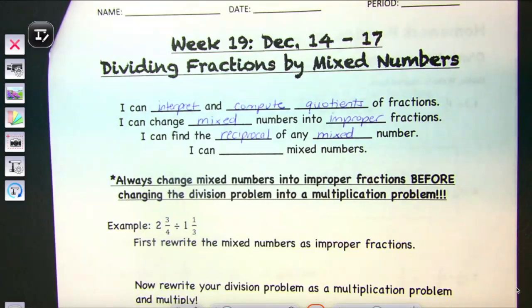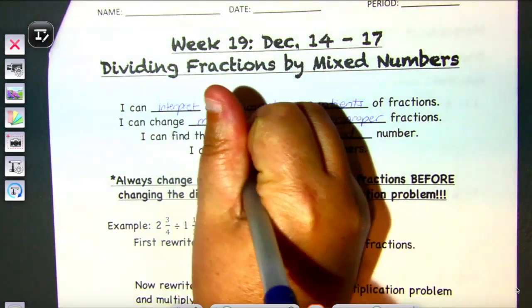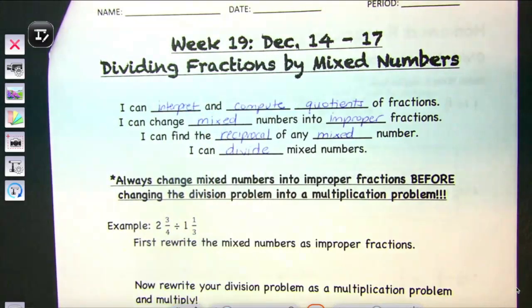And then finally, the big one, I can divide mixed numbers. So the big key thing to remember is what's in bold there. Always change mixed numbers into improper fractions before changing the division problem into a multiplication problem. So you know how we keep, change, flip? You have to change them to improper fractions before you keep, change, flip, okay?